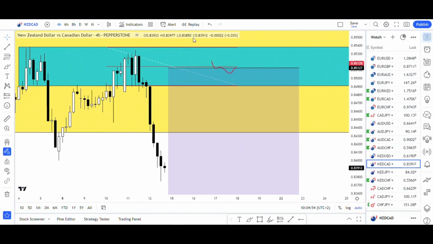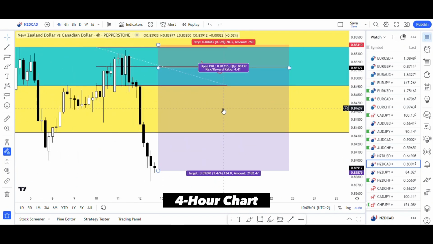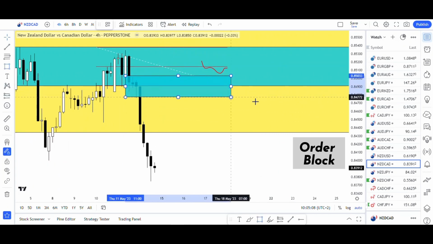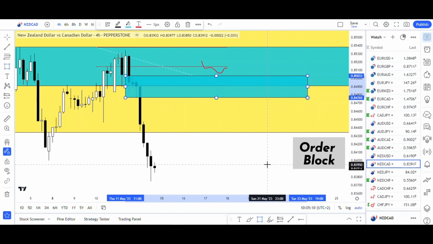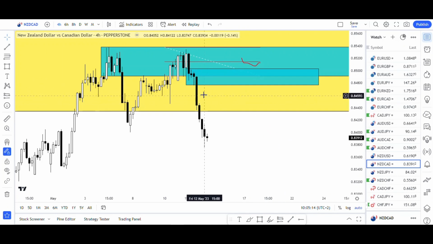Let me just clean it. See here, on this 4-hour chart, we have another order block. If the market pulls back, then I have another order block right here on that 4-hour chart. I don't think the market will go that high, but if it does, I have placed an alert here. So if the market goes up, then I will be entering another trade.